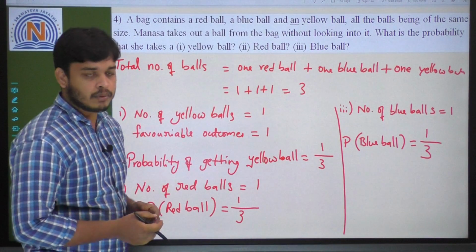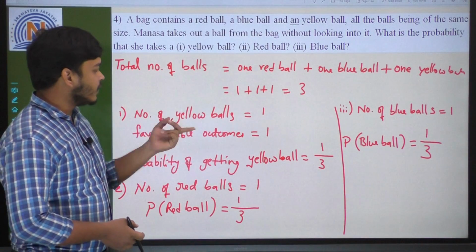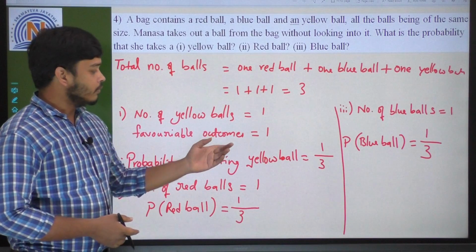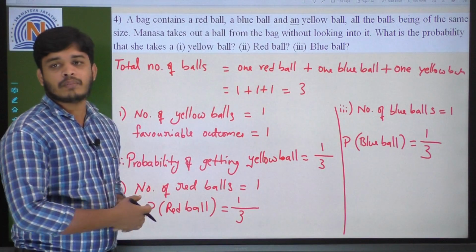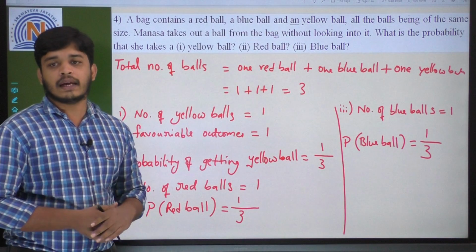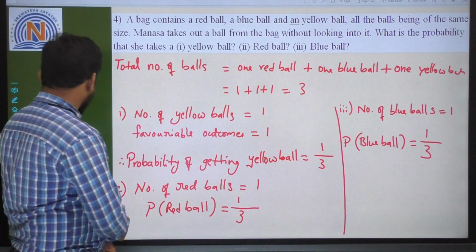Now coming to the next problem. So see here, if you observe, probability of getting yellow ball is 1 by 3, and probability of getting red ball is 1 by 3, and probability of getting blue ball is 1 by 3, right? So now coming to the next problem.